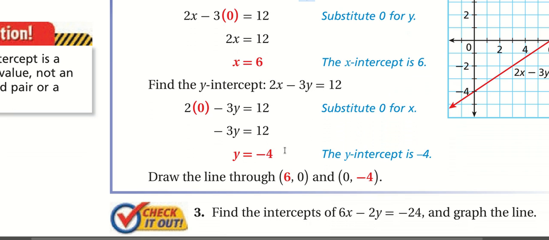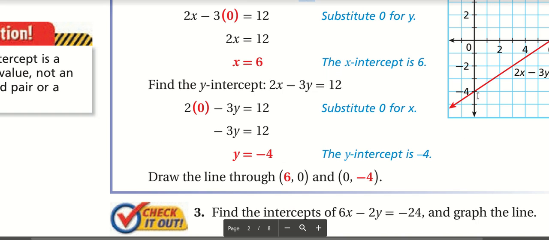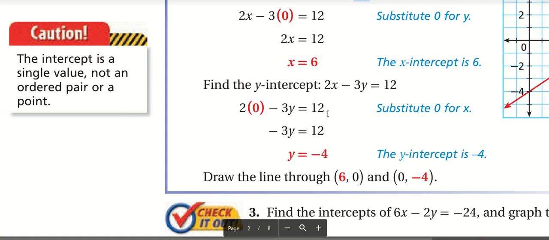We now have the 2 intercepts. The x-intercept is 6, 0. The y-intercept is 0, negative 4. And we graph the 2 intercepts and plot a line. Quick word of caution. The intercept is a single value, not an ordered pair or a point.